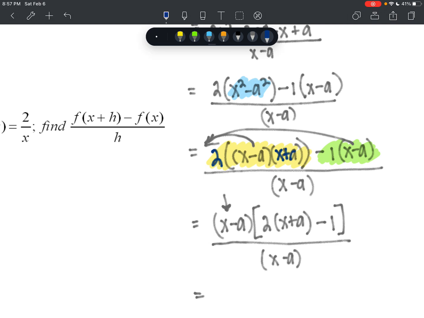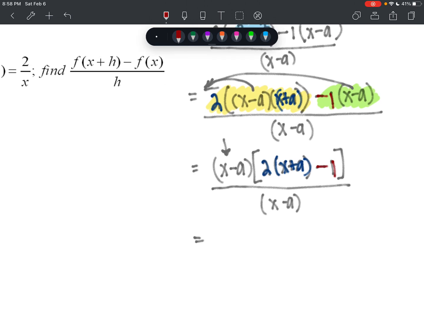This 2x plus a. Here's your 2x plus a. And what else was left over? Right here, when I factored it out of here, just this minus 1 right there, that minus 1. And now, beautiful, this x minus a cancels out with this x minus a because they're common factors. And that's going to leave us 2 times the quantity x plus a minus 1.